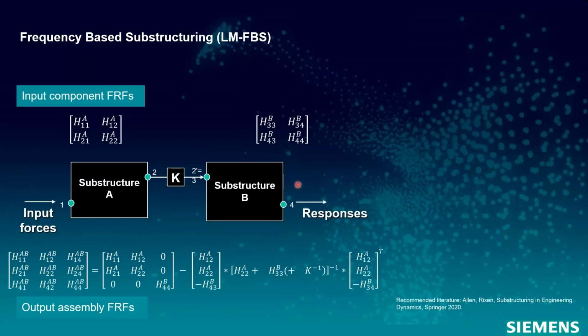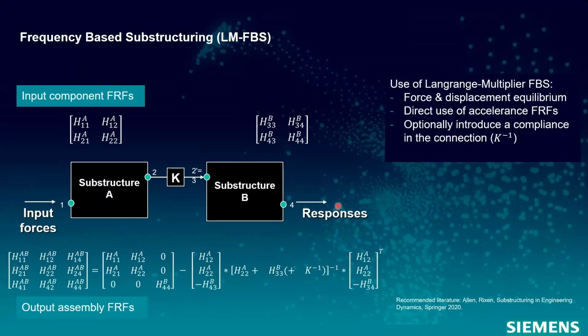How do we go from these equations to here? I will not go into detail here. So basically what we do is we define what the connection points are, and we write down the equations for force equilibrium. There we use this thing called the Lagrange multiplier. And also we use displacement compatibility. Of course, we say that the displacement of this connection of A and B has to be the same. The method, as you can see, allows direct use of FRFs, and we can optionally also introduce a flexibility or a compliance in the connection.